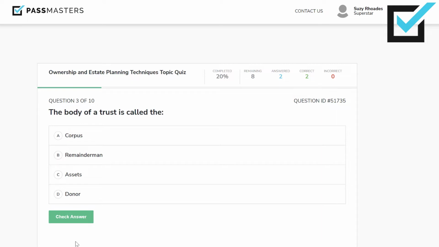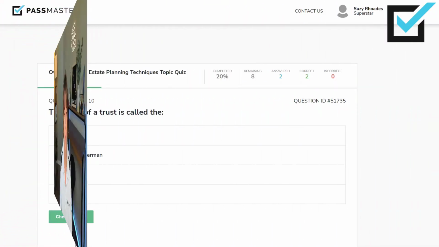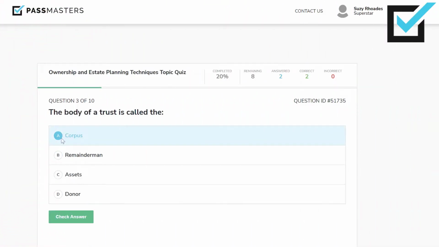The body of a trust is called the corpus, remainderman, assets, or donor. The body of a trust is called the corpus, the assets in the trust. Corpus of the trust. Corpus is Latin for body.